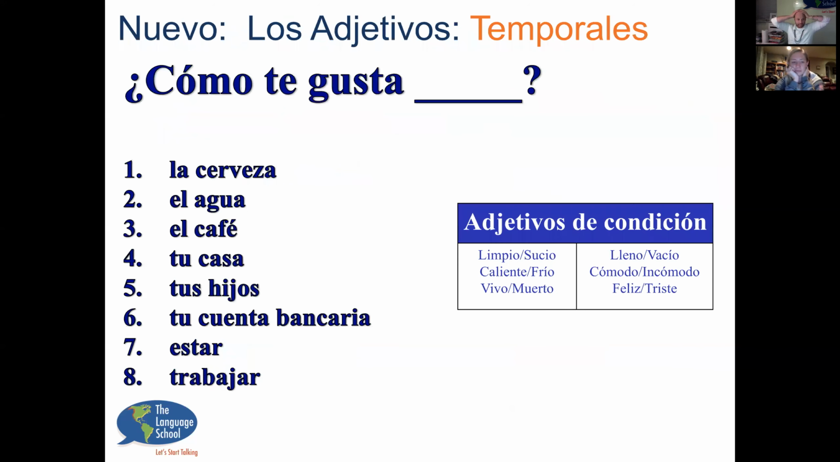¿Cómo te gusta la cerveza? Me gusta la cerveza fría. ¿Cómo te gusta el agua? Me gusta el agua frío. And agua is actually feminine. You just have to use the el before it. Oh, okay. So what comes after for adjectives or anything that's feminine? It would be feminine. So me gusta el agua fría. You use el there to break the double A. You're not supposed to have the two, la agua.